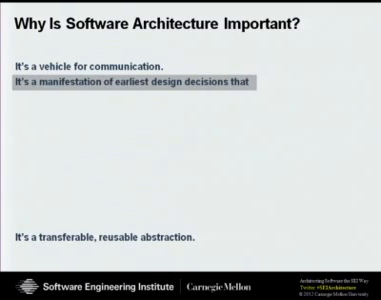Second reason software architecture is important is the software architecture is the manifestation of some of the earliest and most important design decisions that will ever be made. Some of the most important design decisions that will be the most difficult to change as the project marches throughout its lifetime.